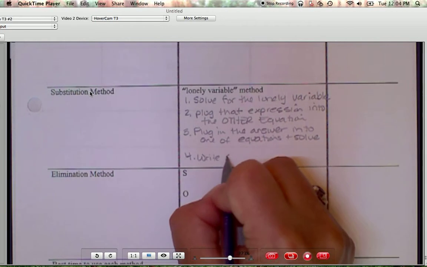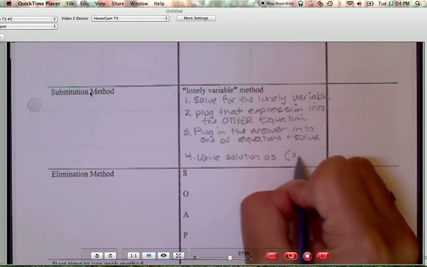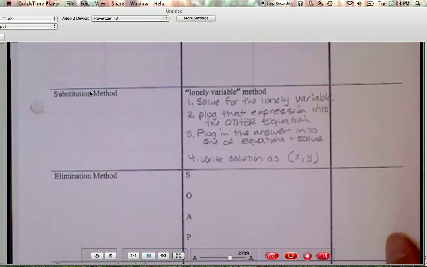Write the solution as a point, as an xy. Okay? So these are your 4 steps. Now let's use those 4 steps as we work through these examples.